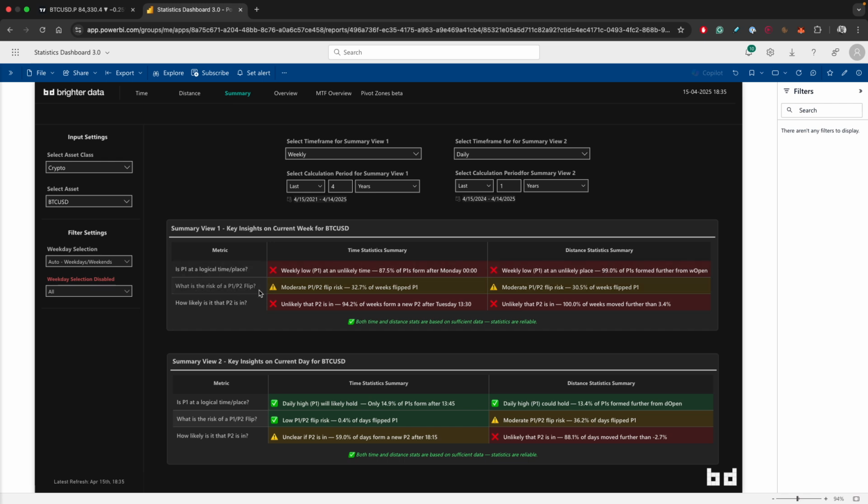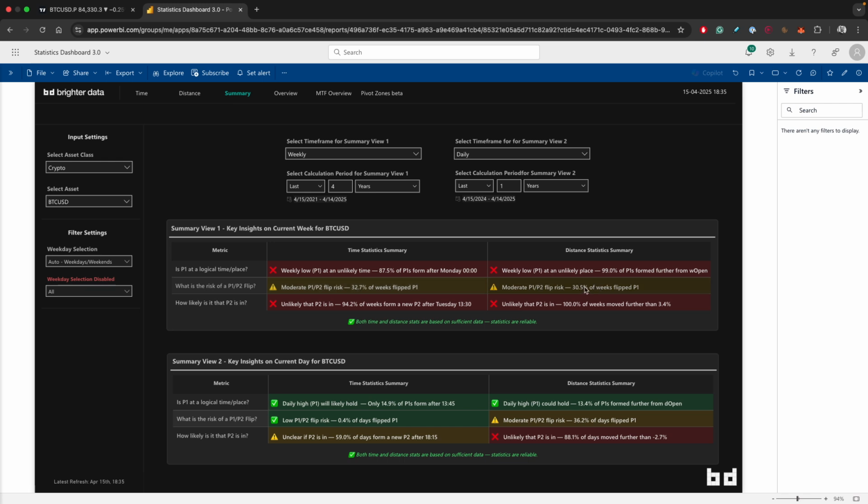So then the second one, what's the risk of a P1, P2 flip? We see the time statistic summary, same thing, right? So this is looking just at the P1, P2 flip risk based on the time statistics, the one we just discussed. So it looks at, okay, the current P2 is in this case Tuesday something. How many times do we flip P1 after Tuesday or later? I don't know what time the P2 was put in, but it looks at 30-minute granularity.